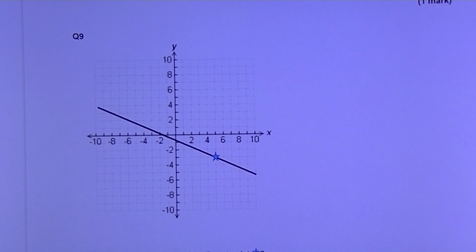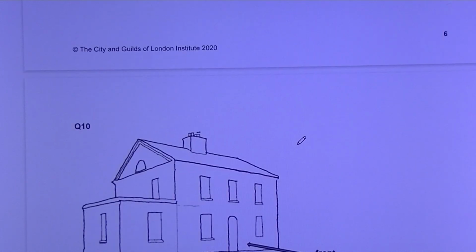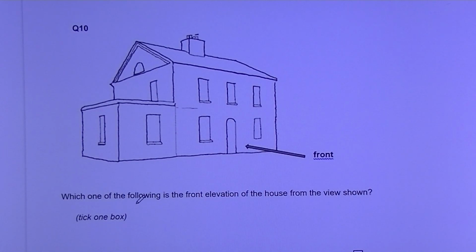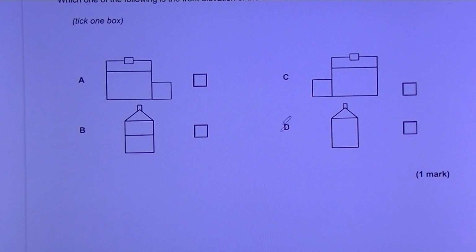What are the coordinates of the line at point X? There it is. Five, minus 3. Which of the following is the front elevation of the house from the view shown? We can see here that the annex to the house is on the left hand side, so it has to be C.